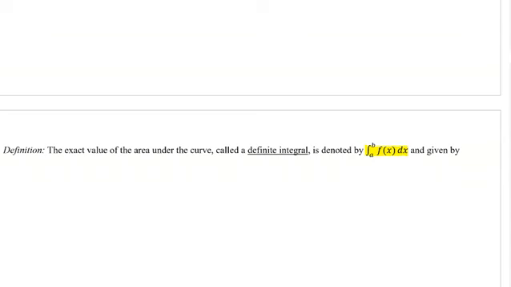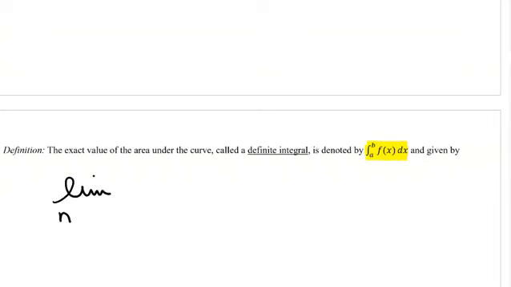So, okay, we're going to denote the exact value of the area with this integral, this definite integral. And the difference between the definite integral and the indefinite integral that we used last unit is the actual values of a and b right there. You see that? Okay, that's telling us to go from a to b. It's kind of the endpoints of where we're looking for area. And we're calling it a definite integral, and it's given by the limit of the Riemann sum.